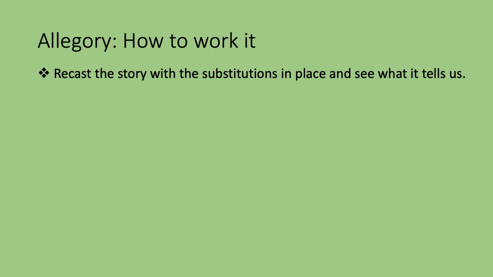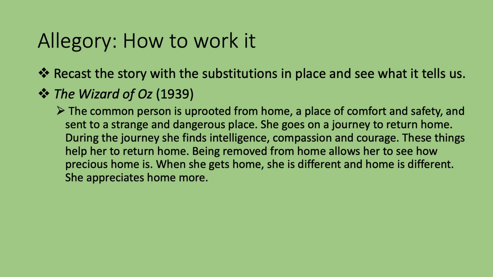The next step would be to recast the story with the substitutions in place and see what it tells us. In other words, retell the story, but change all the A's to B's. Here's what we get. The common person, so I took Dorothy and substituted it for the common person, is uprooted from home, a place of comfort and safety, and sent to a strange and dangerous place. She goes on a journey to return home. During the journey, she finds intelligence, compassion, and courage. These things help her to return home.